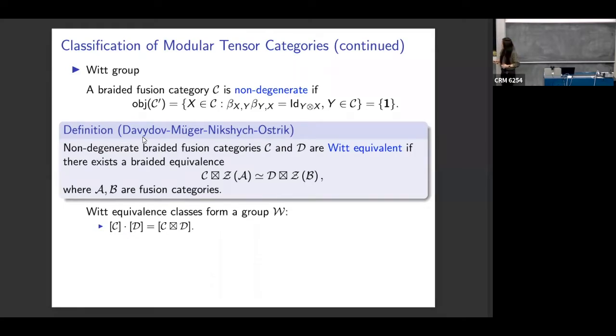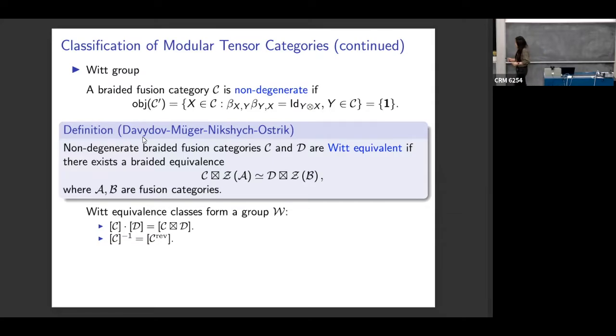And the unit element in the group is the class of Drinfeld centers. The inverse of the class of a category C is the class of C reverse, which is category C with the reverse braiding. This gives us an infinite abelian group.